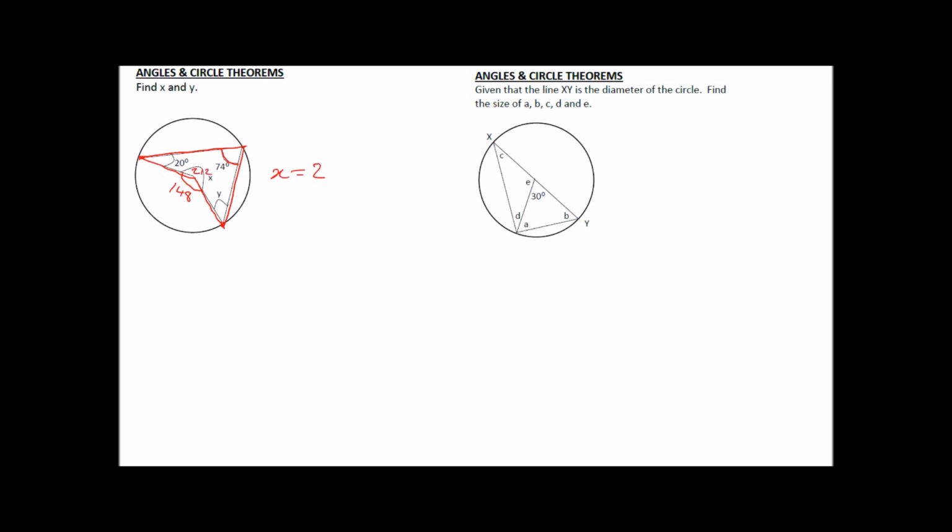So x is 212. And then from there, it's a 4-sided shape. So we know that all the angles inside a 4-sided shape or a quadrilateral should add up to 360. So I'm just going to do 360 minus that 212, the 20 and the 74. And that will give me that y is 54.